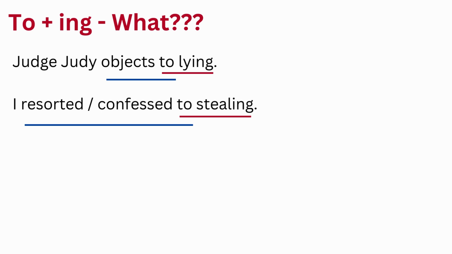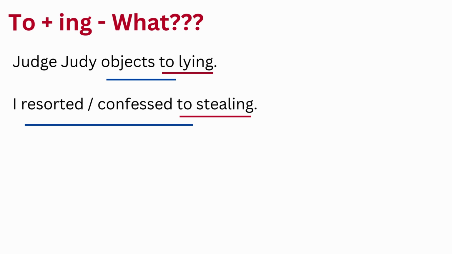The same applies to the word confess. If you confess to something, it means you admit to doing something wrong. For example, I confessed to stealing. Once again, just like resorted to, confessed to forms a single unit. These words always go together. In this case, to is a preposition, and because of that, the verb that follows will always end in ing.